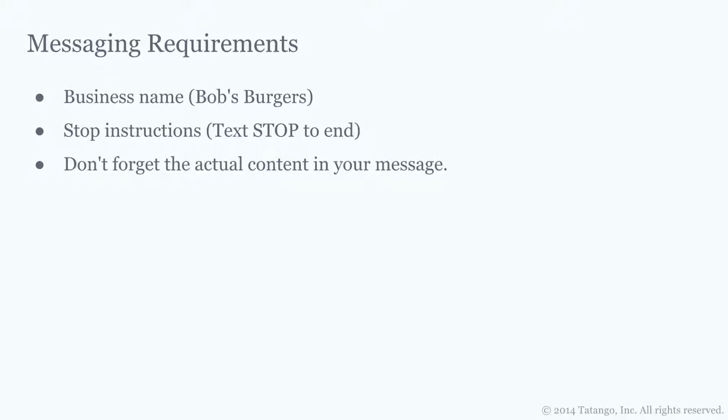At the bottom of every single text message that your customer receives in your campaign. Also, this is not a CTIA requirement, but I would recommend it. Don't forget the actual content in your message. So, you put the business name at the top, put all the content like, hey, here's your promotion, come in to visit and 20% off. And then at the very bottom, text stop to end. So that's the messaging requirements. That's if you want to send a text message to your customer after they've opted in.